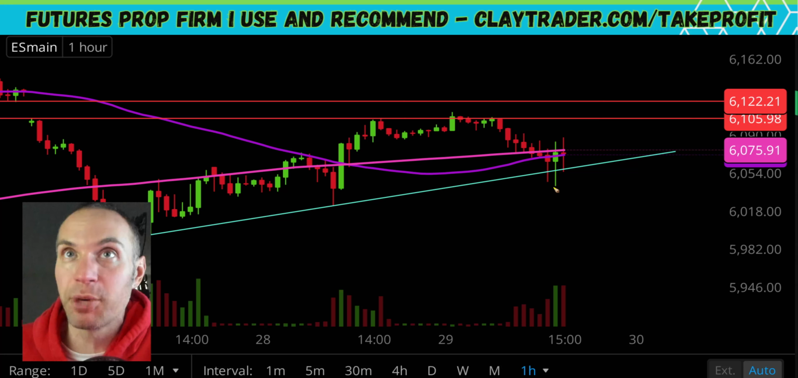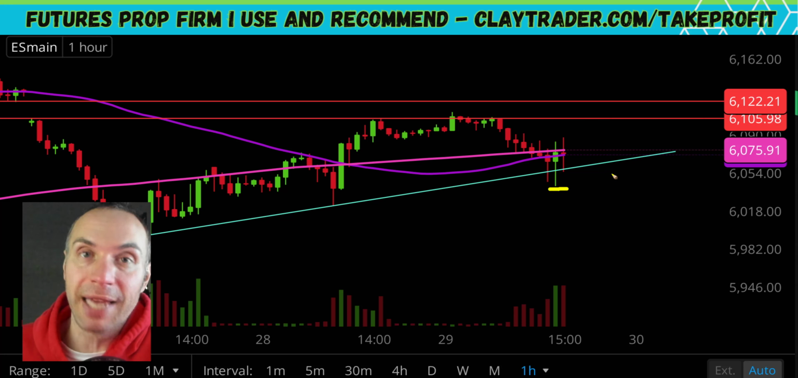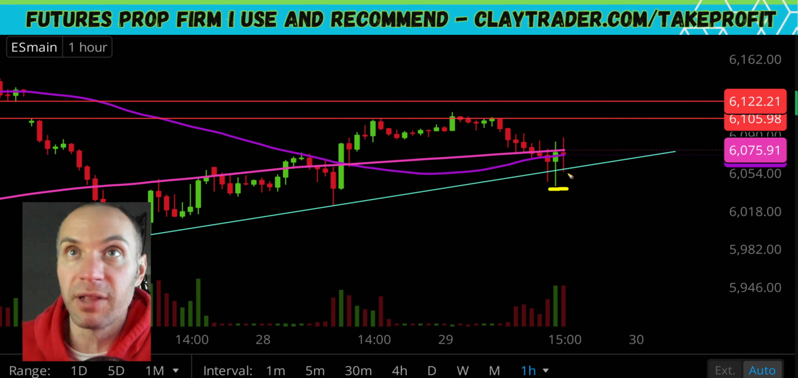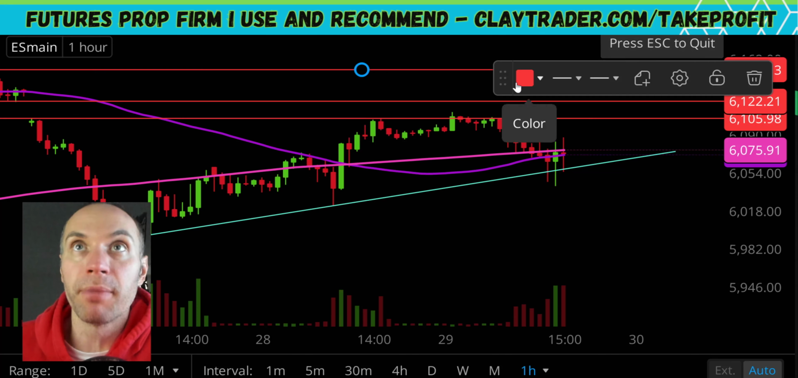But if the price can push down and then break that low right there, at that point I would take that as a leading indicator that this is a legitimate breakdown of the line, and then you could potentially get more downside pressure. So keep an eye on the areas that would signal a bigger move to the downside.